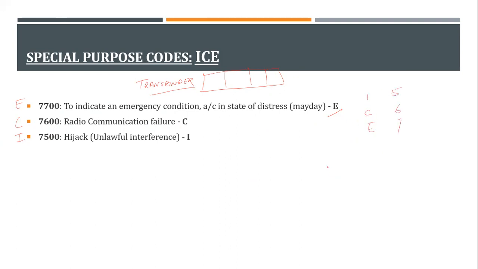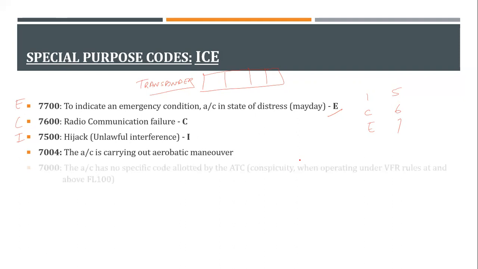567. 7004: the aircraft is carrying out aerobatic maneuvers. Not mostly used in India because aerobatics are not much famous in India. 7000 is famous. 7000 means the aircraft has no specific code.